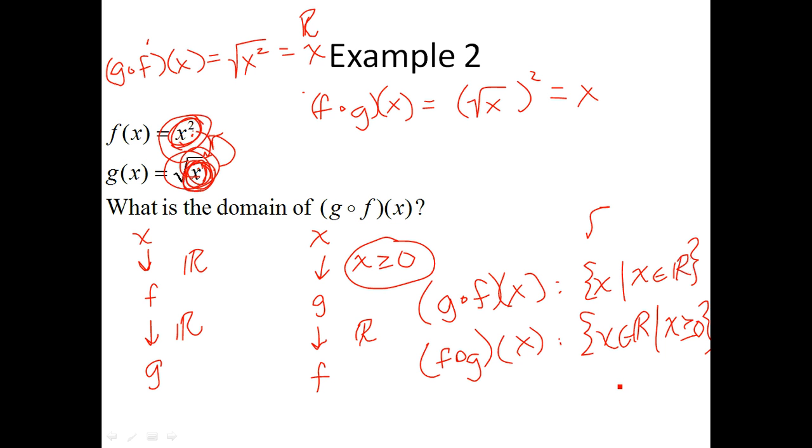So just because the composition looks like it would have a certain domain, don't assume that that's actually the domain. You have to go through each step and see what's going on with it. Okay.